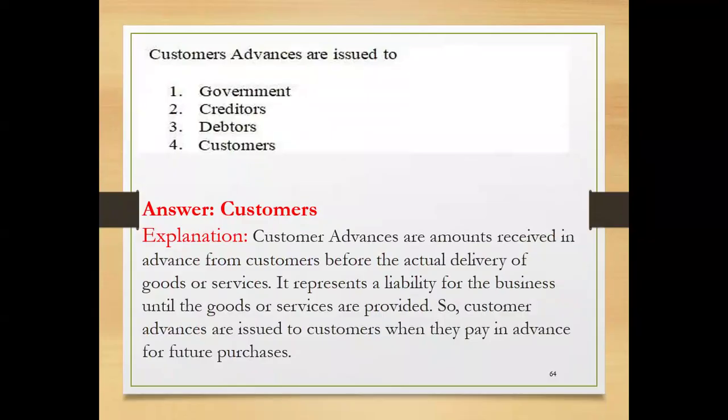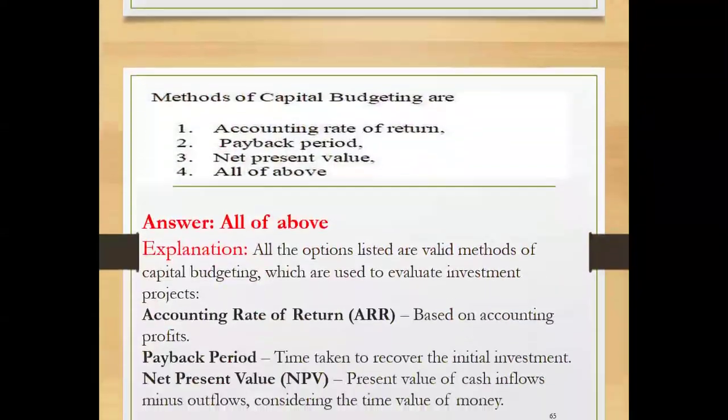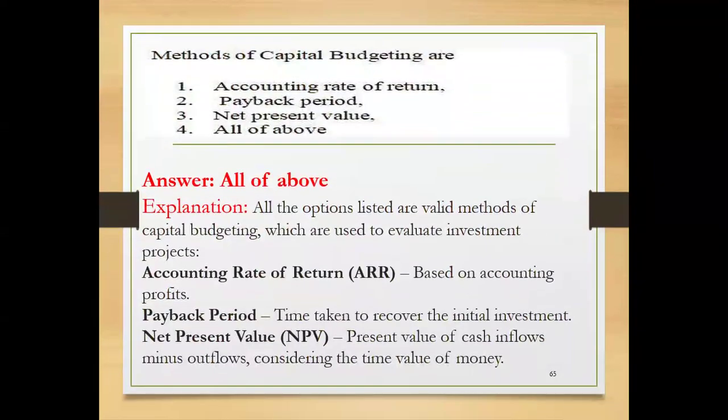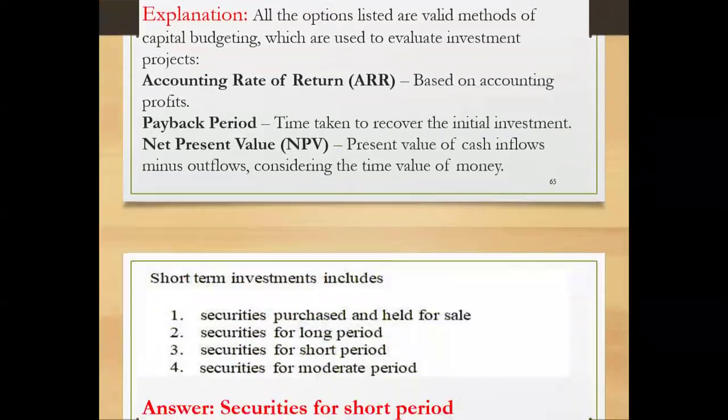Customer advances are issued to customers when they pay in advance for future purchases. Then, methods of capital budgeting are accounting rate of return, payback period, net present value. All of the above is the correct answer. Accounting rate of return is based on accounting profits. Payback period means time taken to recover the initial investment. Net present value is cash inflows minus outflows, considering the time value of money.